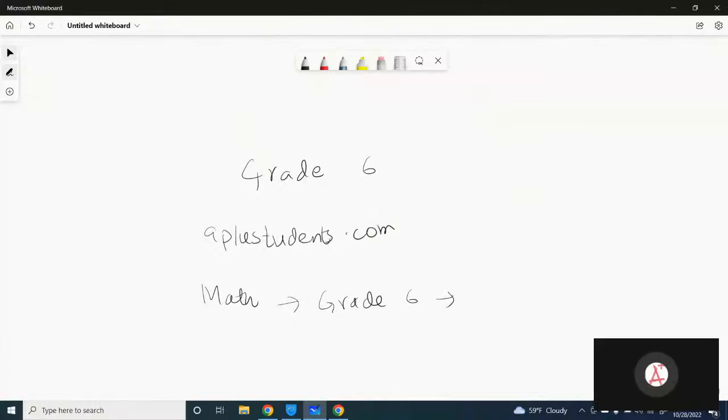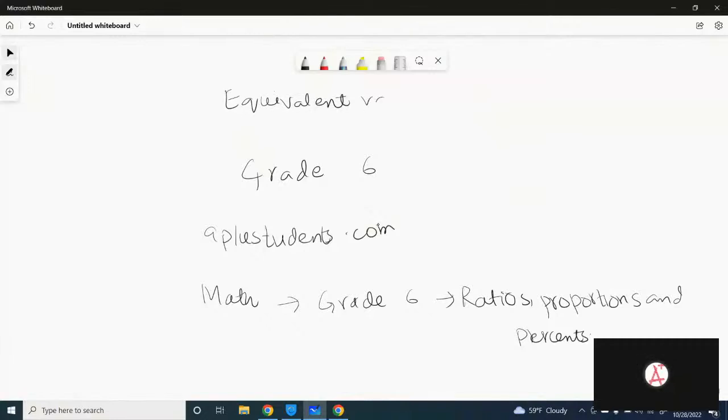Click on view all lessons and we're going to start with chapter 6, that is ratios, proportions and percents. And the topic we're working on is equivalent ratios word problems. Let's start with the topic that is equivalent ratios word problems.